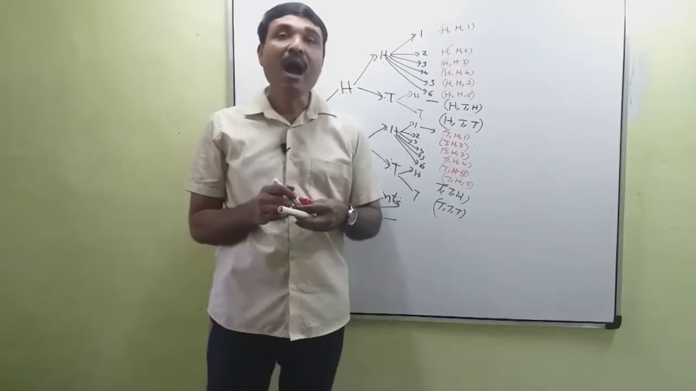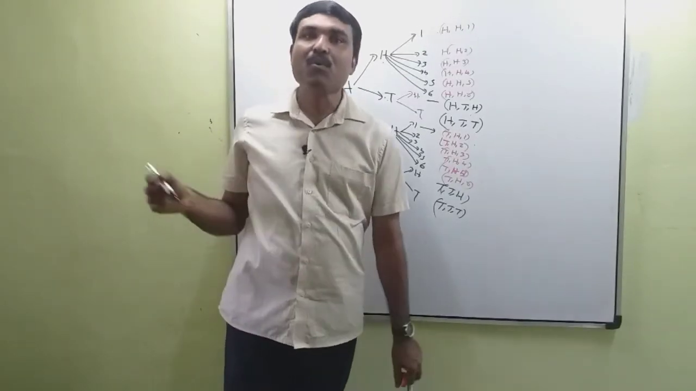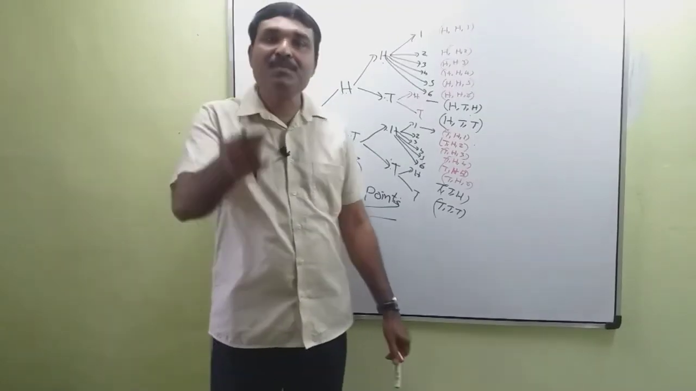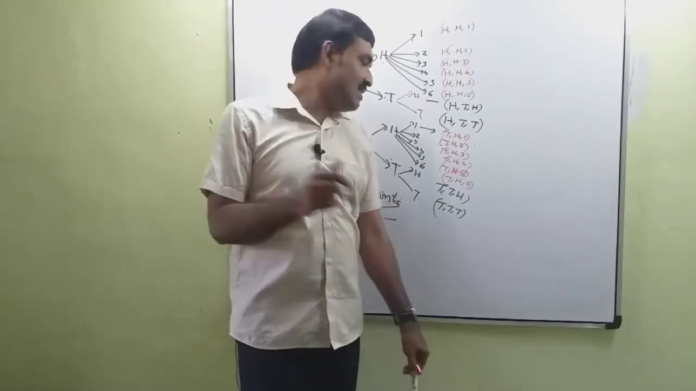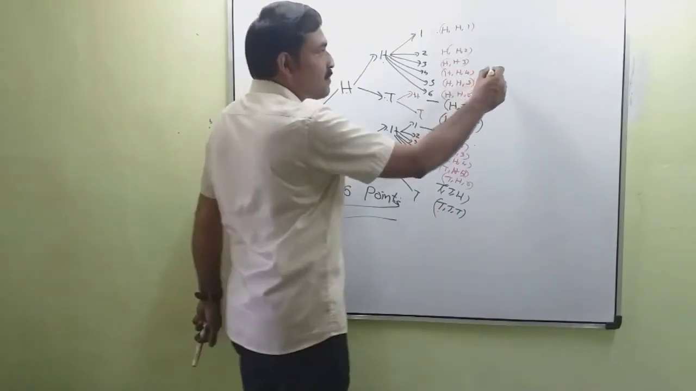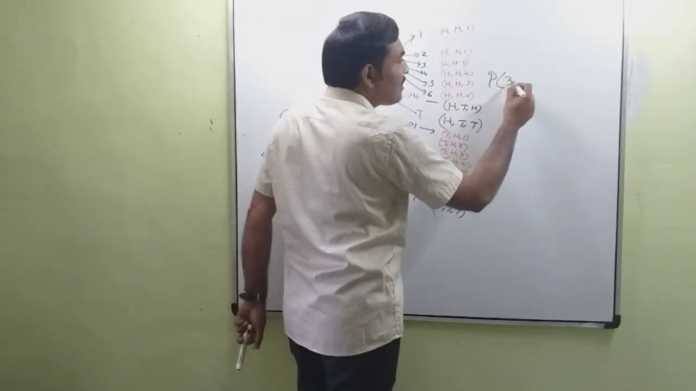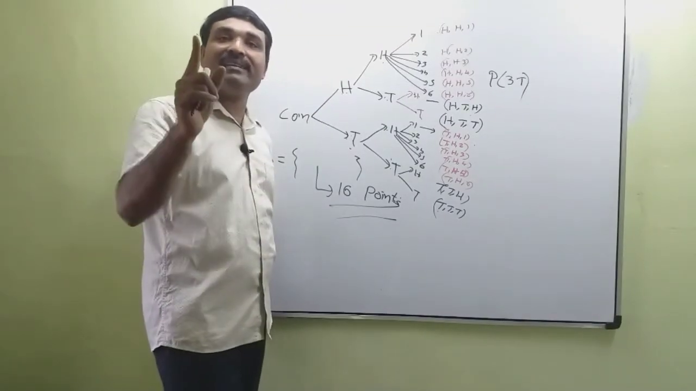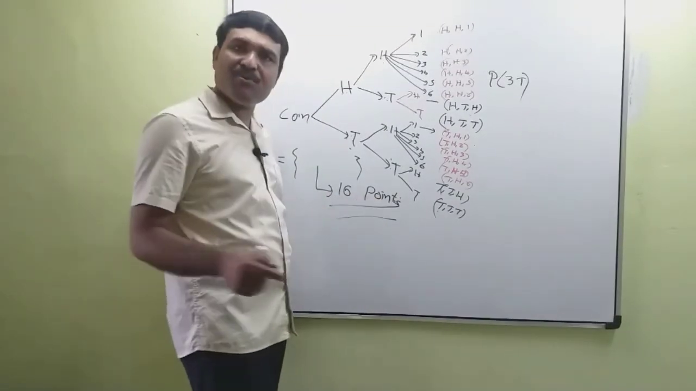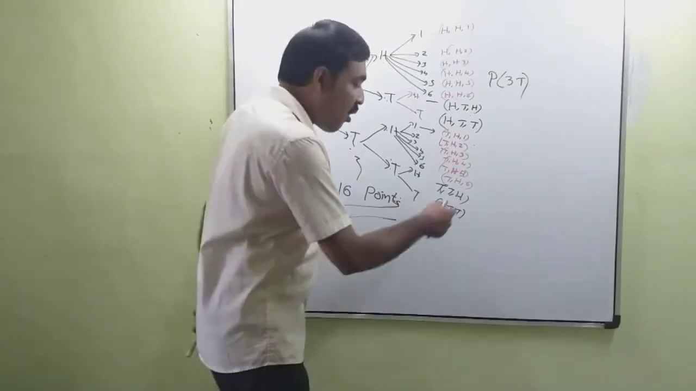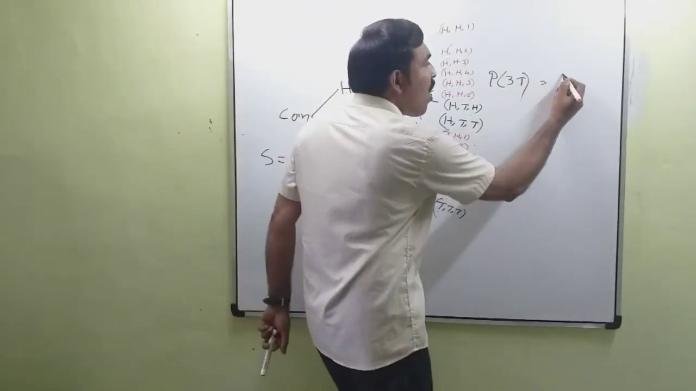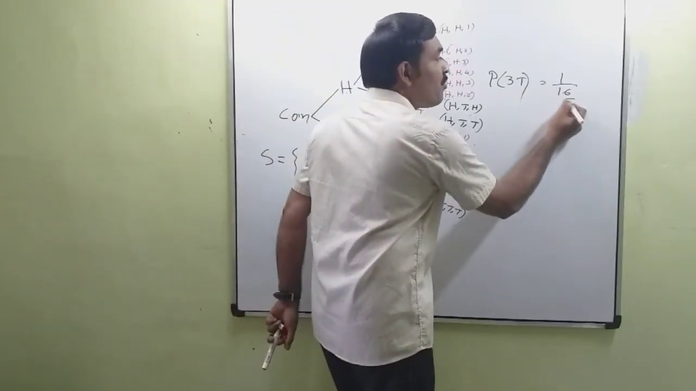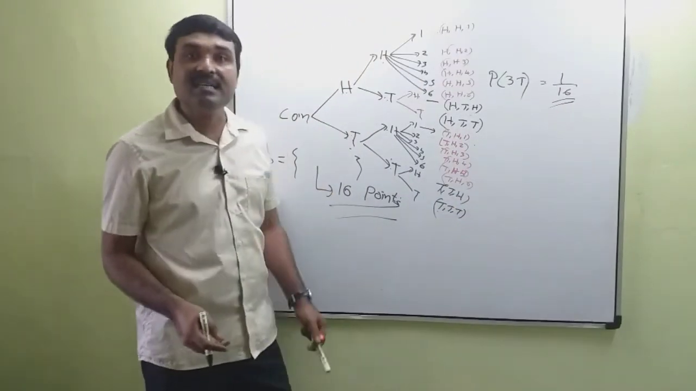Now, I want to find the probability of getting all tails. That is, all the tosses result in T. That is, the probability of getting 3T, where in all cases the output will be tail. What is the number of favorable outcomes? Only 1. How many possible outcomes? That is 16. So the probability is 1 by 16.